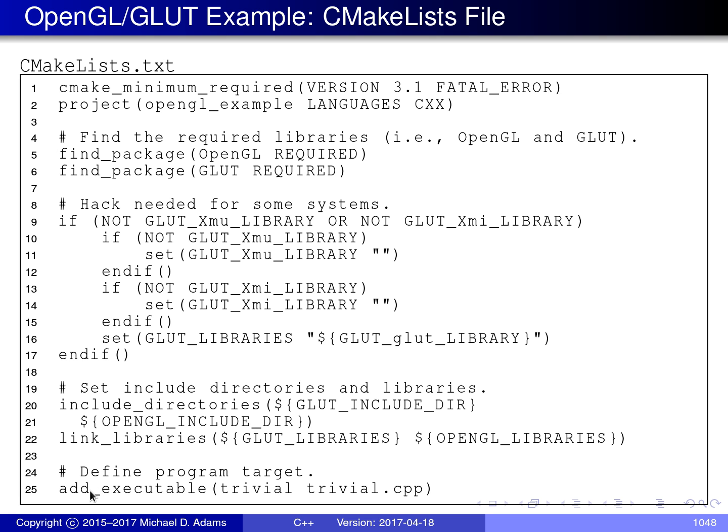And then lastly, we define a single program target, an executable target, called trivial, and it consists of a single source code file, trivial.cpp.